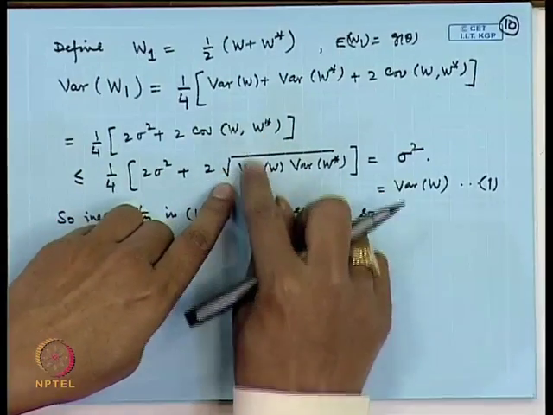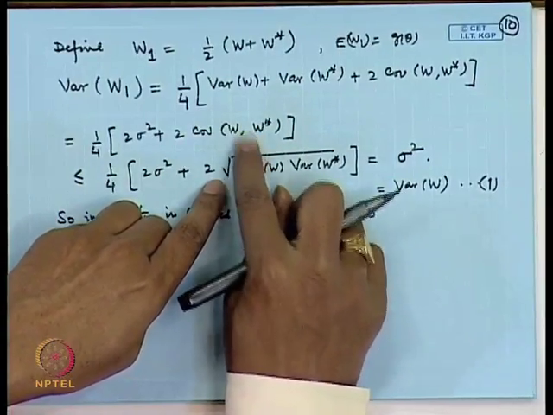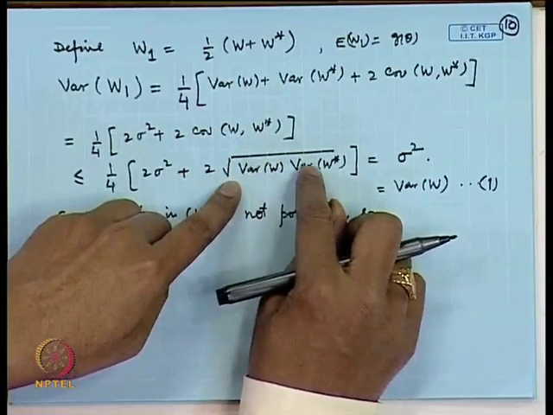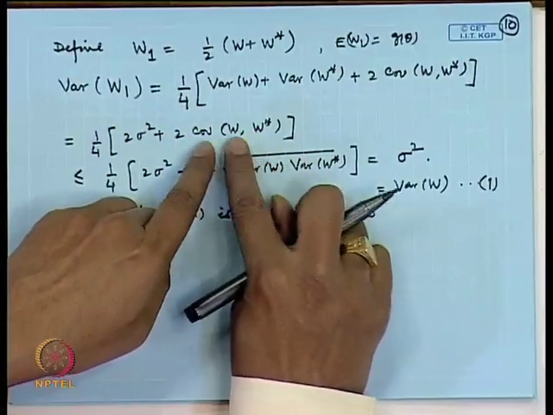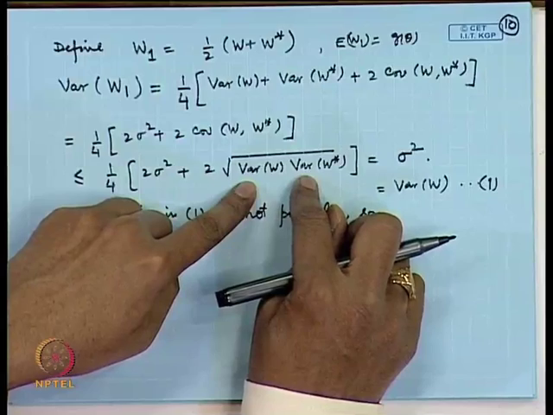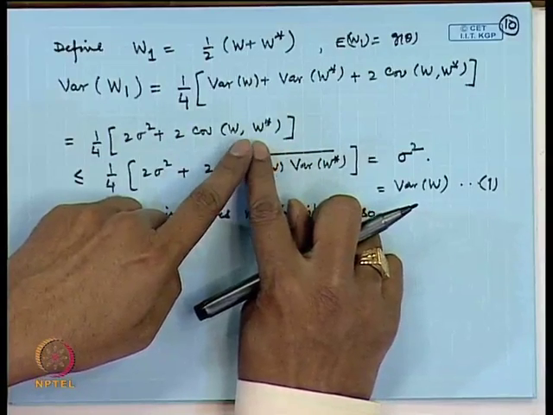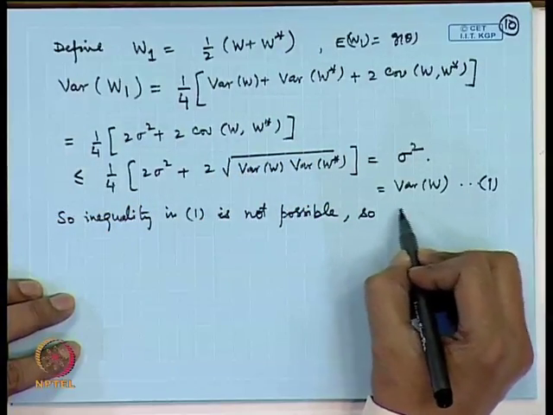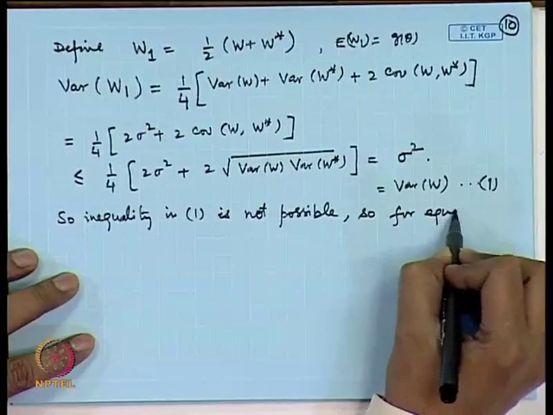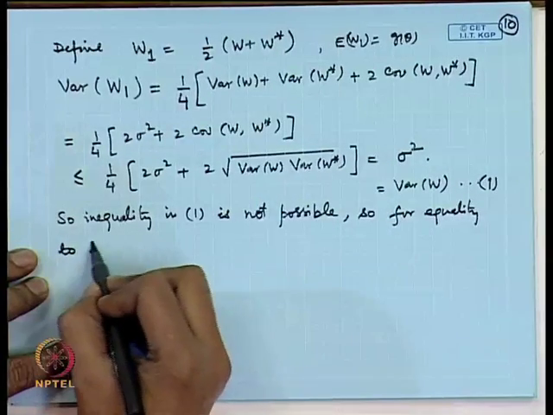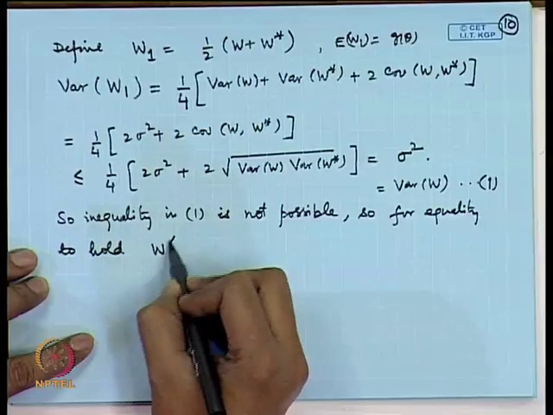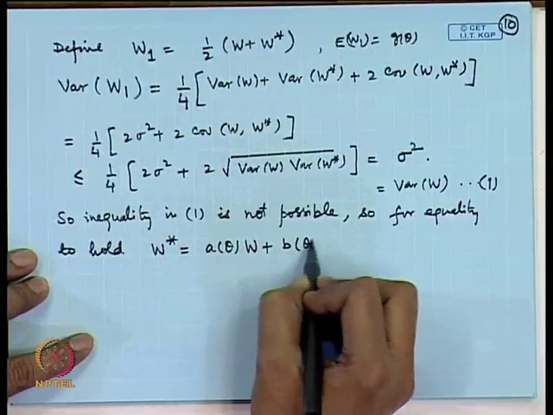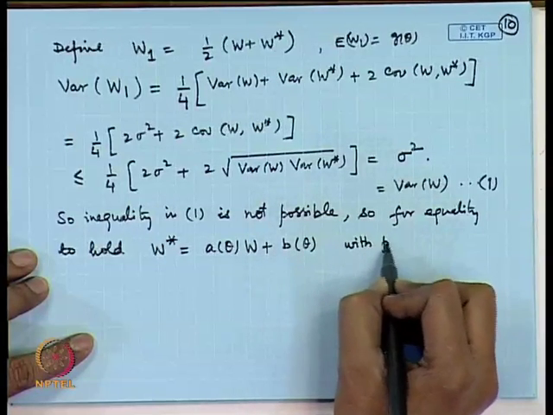Now, how did this inequality come? Inequality came from this condition of the correlation between W and W star being less than 1. So, that means correlation must be 1, that is covariance is equal to the square root of the variances. That means W and W star are linearly related with probability 1. So, for equality to hold, W star must be linearly related to W with probability 1.